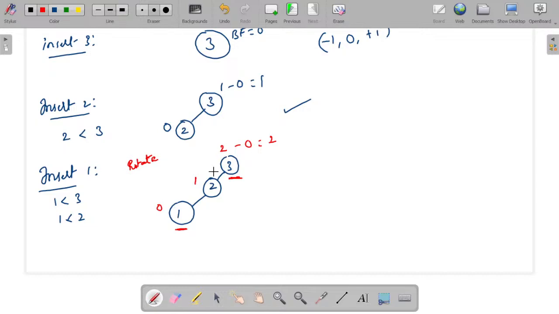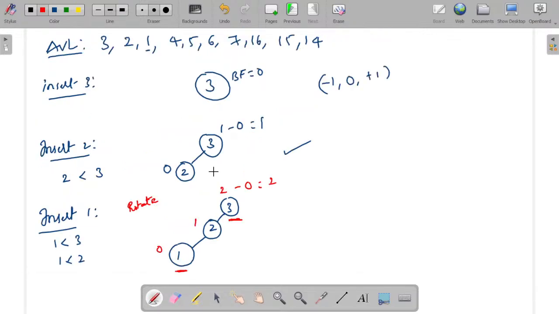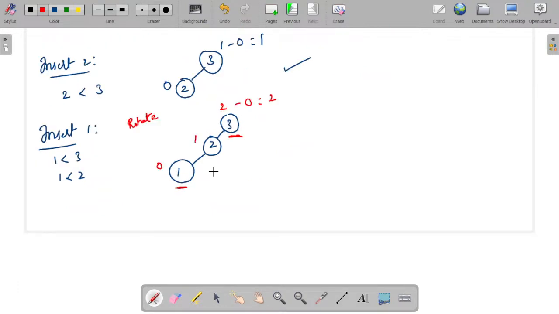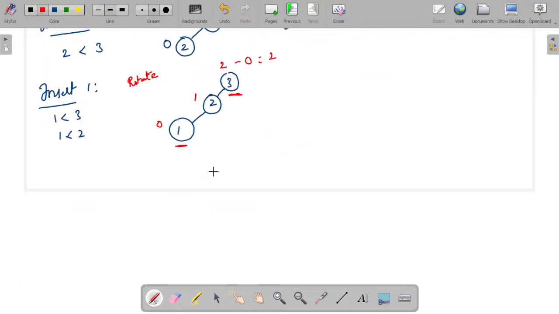Okay, Uday is asking a question. The tree was already in descending order, why does the 5 go to 3? I don't understand your question, Uday. So we have them in descending order. Not sure what the question is, Uday.